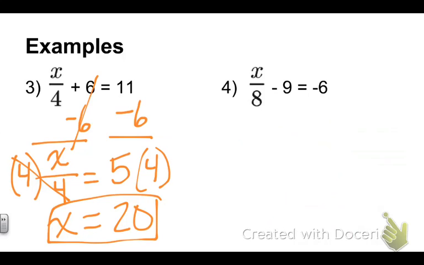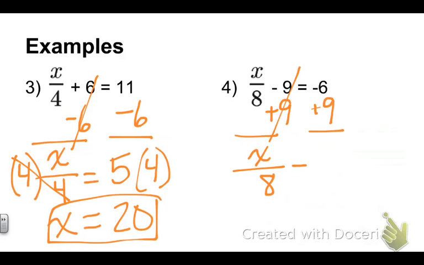Number 4, look at it. What are we going to get rid of first? Yep, got to get rid of that negative 9. Add 9. Whatever you do to one side, do to the other. These cancel out. Leaves you with x divided by 8. Negative 6 plus 9, careful, it's positive 3.